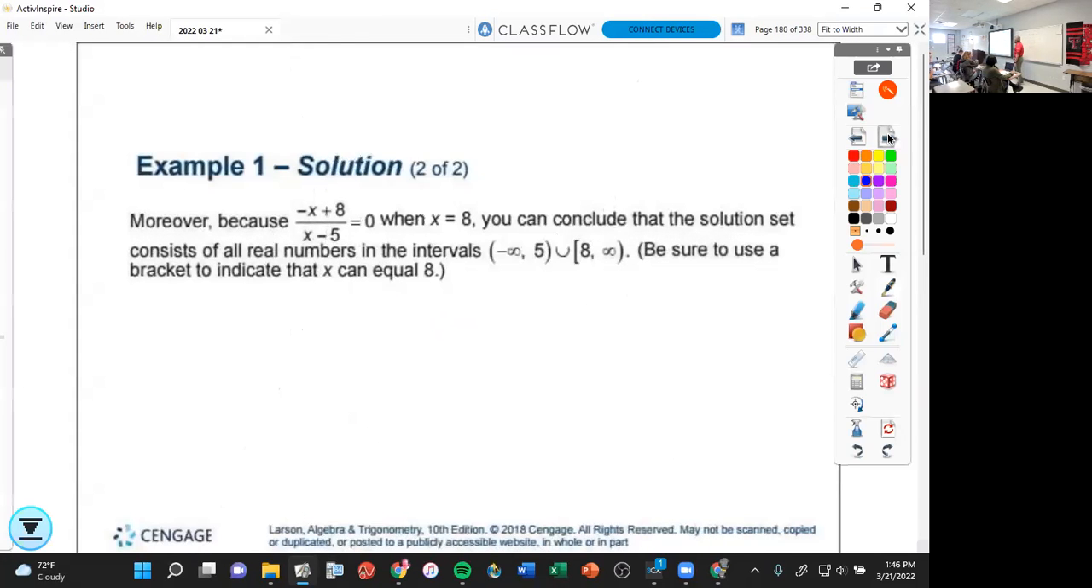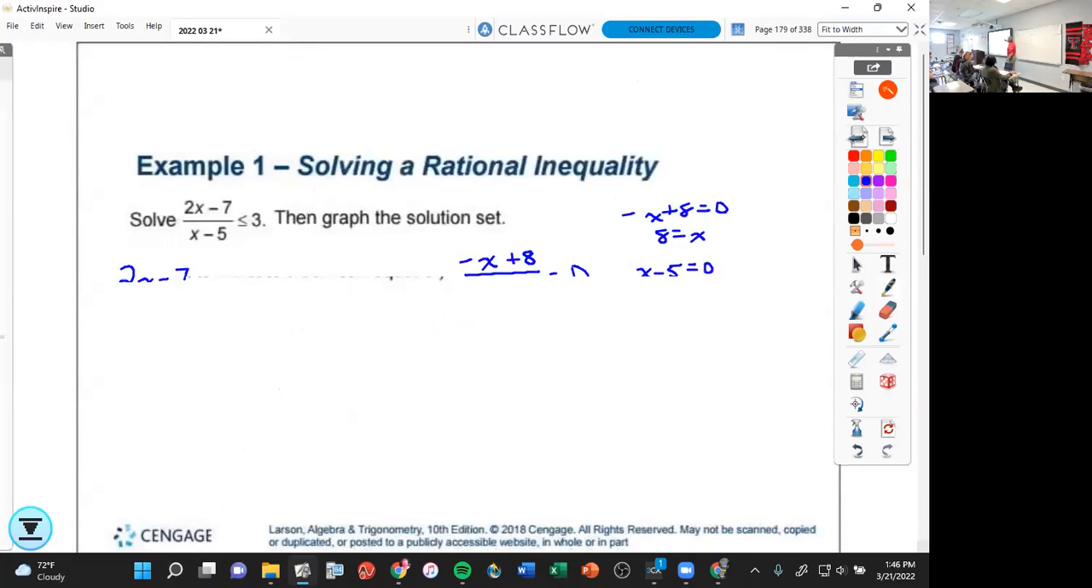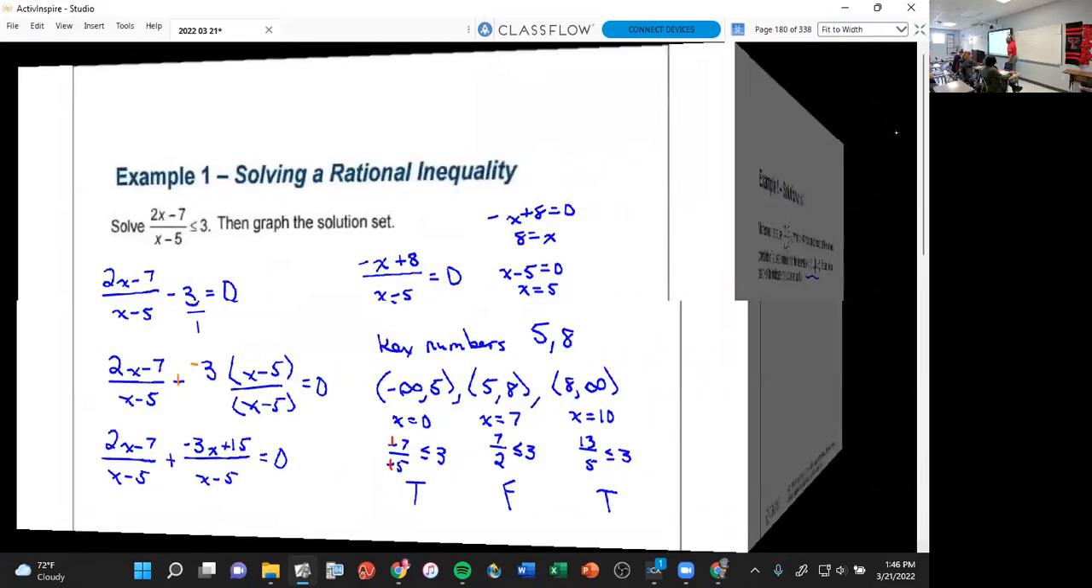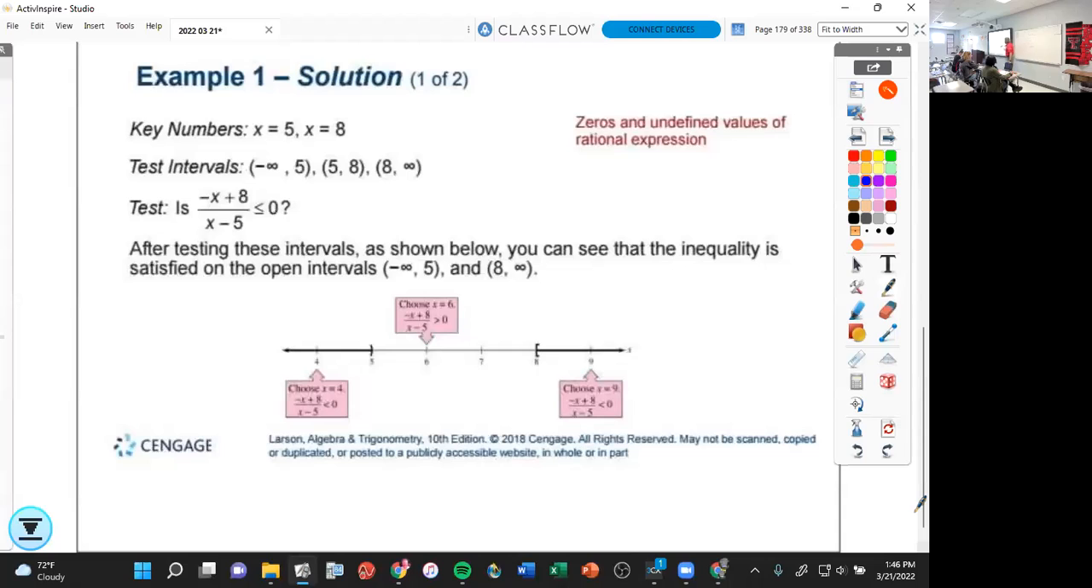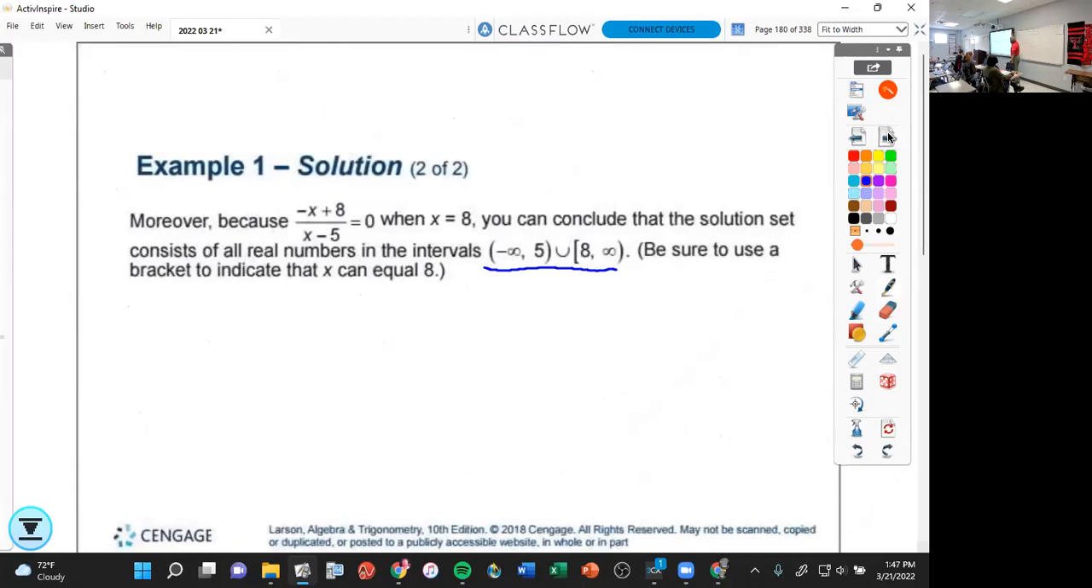Because negative x plus 8 divided by x minus 5 equals 0 at x equals 8, you can conclude that the solution set consists of all numbers on the intervals. So my solution is here. When I wrote down the separate areas, just like they did, notice they didn't put unions here for the test intervals. The test intervals were just some numbers, okay? And that's how I wrote it down as well. But when I write the solution, we do have a union because that is a solution to the inequality.